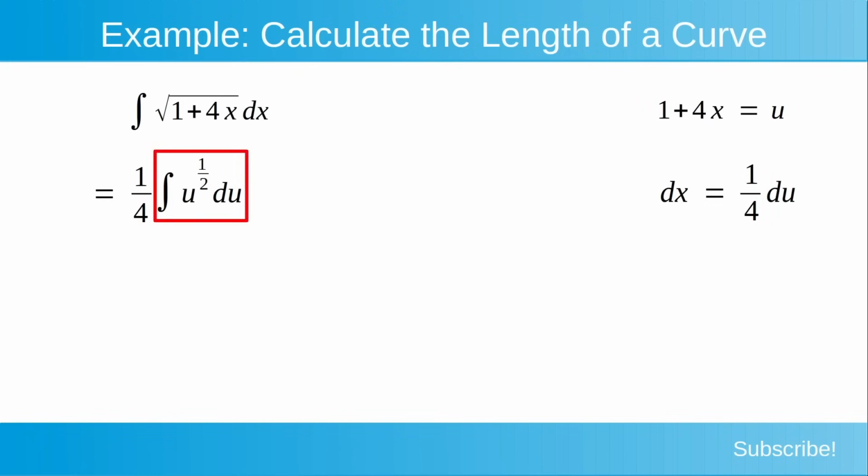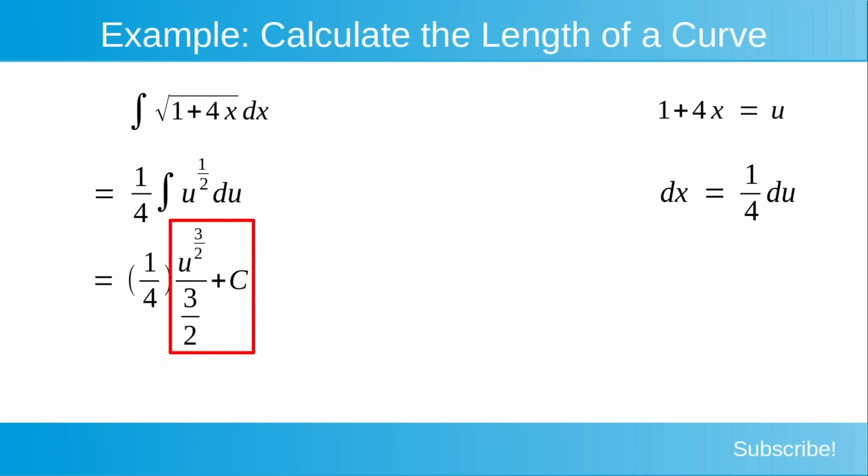Our indefinite integral is now in a form which we can evaluate using our basic integration formulas. We can use the formula for the indefinite integral of u raised to a power n. We add plus 1 to the power, divide by the new power, and then add plus c, our constant of integration. This gives us 1 over 4 times u to the power of 3 over 2 divided by 3 over 2 plus c, our constant of integration.